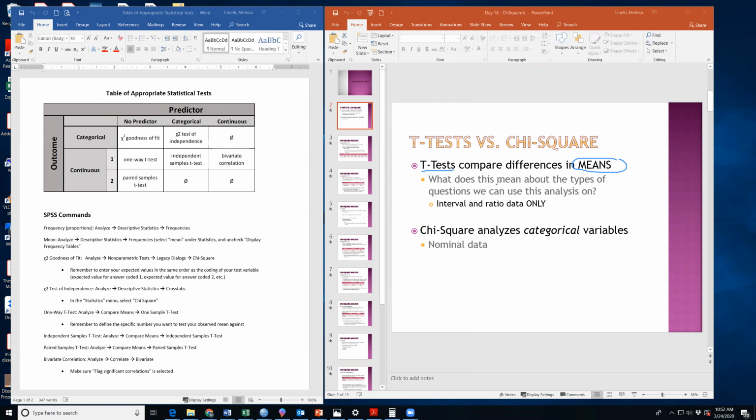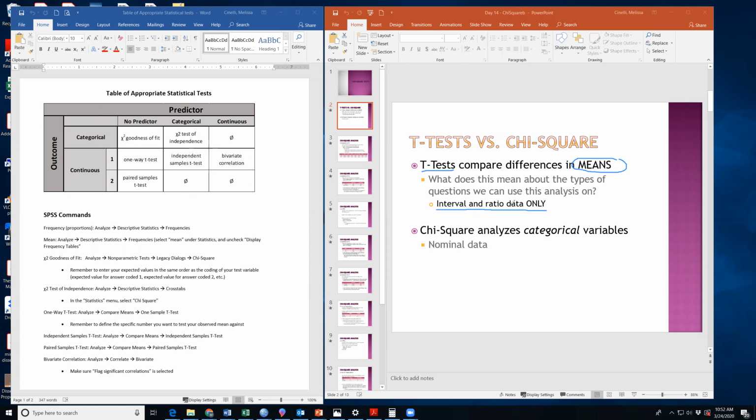But in order to use a t-test, you have to have a mean, because t-tests don't do anything else. They just compare means. And that means that you have to have collected data on an interval or ratio response scale in order to do that t-test. Remember that table where we came up with the mean, the median, and the mode, and we said if you have nominal data, you can't calculate a mean, right?